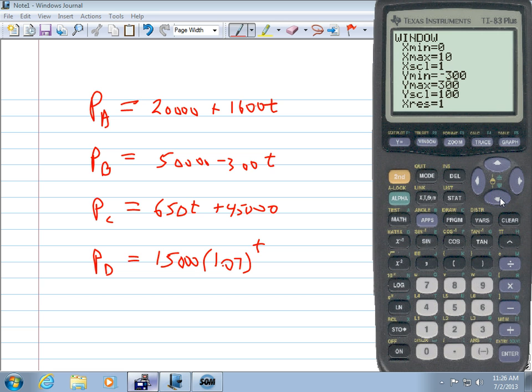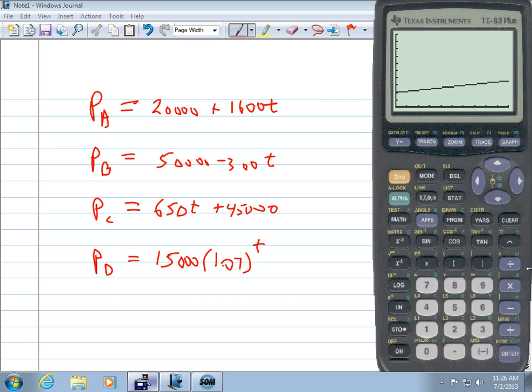All right, what's a good window for y? Are you going to have negative people? Well, yes, some people are negative. But we'll start with 0 and go up to, well, how much? It has to be at least 20,000, right? Because it starts at 20,000 and goes up. So I'm going to guess 100,000. And if I'm going by 100,000, how about a scale of 10,000? So you can see the tick mark every 10,000 on the y-axis and the tick mark every 1 year on the x-axis. Let's graph that.